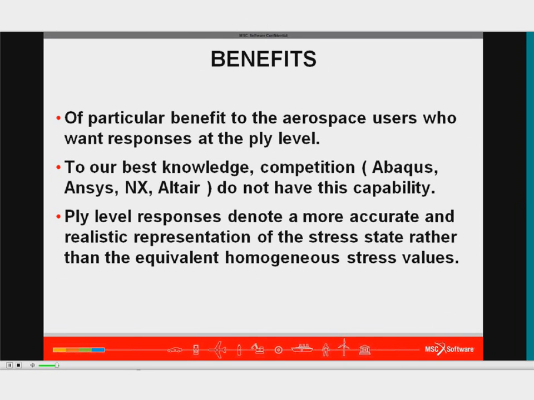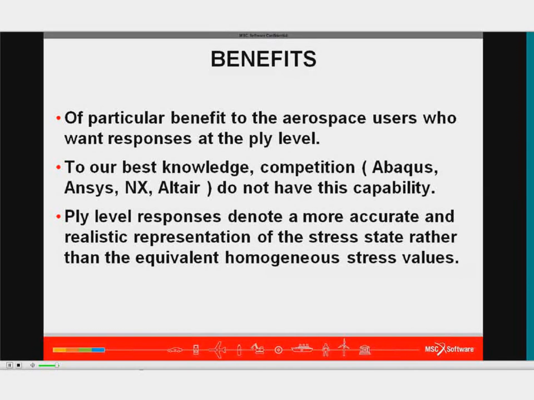The reason why we would like to have ply level responses, obviously, is because it is a more accurate and realistic representation of the stress state rather than the equivalent homogeneous stress values. Failure normally occurs at the ply level, and each ply can have a different orientation and a different set of material properties. So obviously the designer would be more interested in getting the ply level responses rather than a kind of average homogeneous value for the stresses.